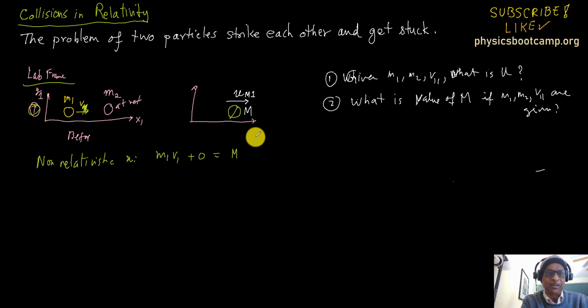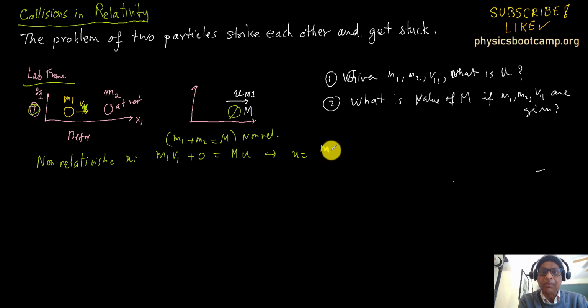And in the non-relativistic case, we have M1 plus M2 is M. In non-relativistic, you have mass conservation. Okay, so we have this equal to M times U, and you can just solve it. U equals M1 over M times V1. So that's the answer that you get, right?